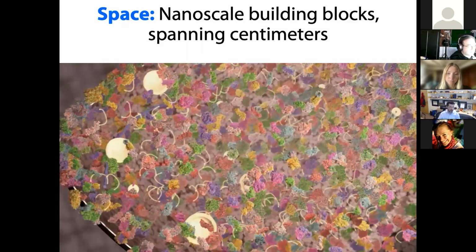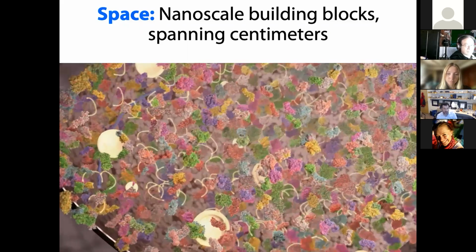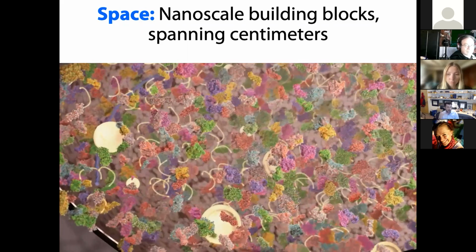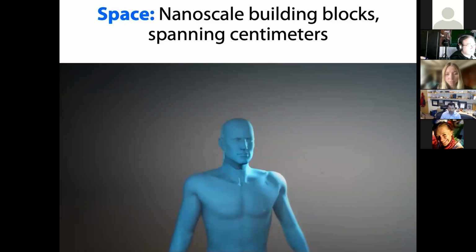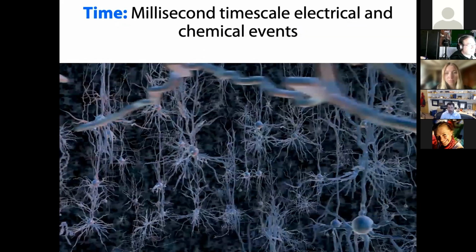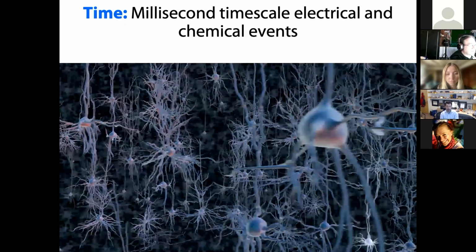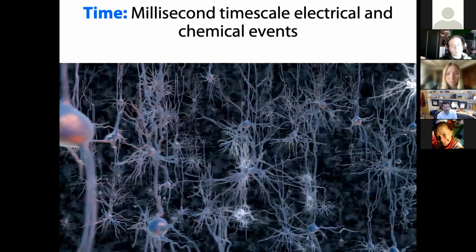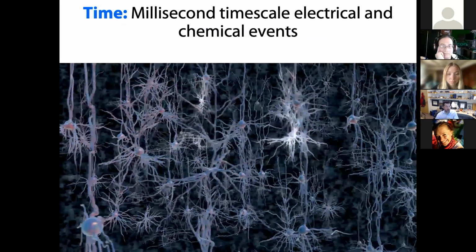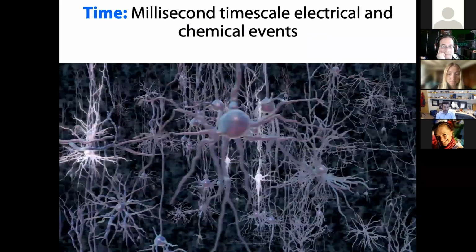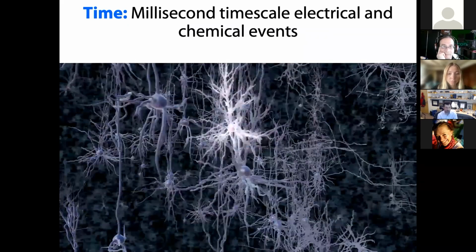So these are cartoons, of course. Images like this cannot yet be taken, but they illustrate where we'd like to be, right? Again, aspirational ground truth at scale. And then time. So brain cells, of course, are computing with these millisecond timescale electrical pulses. Not shown here in this animation are chemical exchanges between brain cells. How the heck do we see and control those?